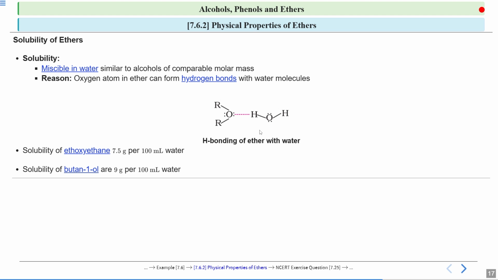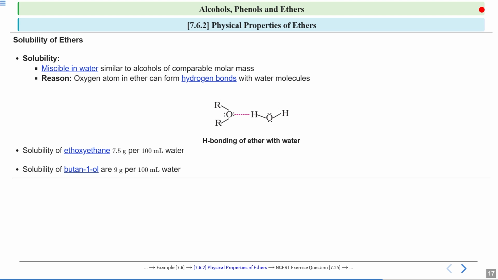But what happens in the case of ether? In ether, they can only accept hydrogen bonds, because in ethers this is oxygen, and this oxygen, being more electronegative, will pull the shared pair of electrons from hydrogen. So this oxygen in ether can only accept hydrogen bonds from water. They have nothing to donate.